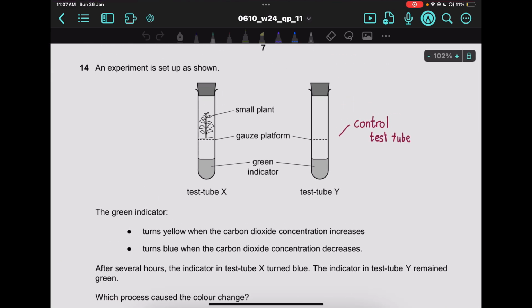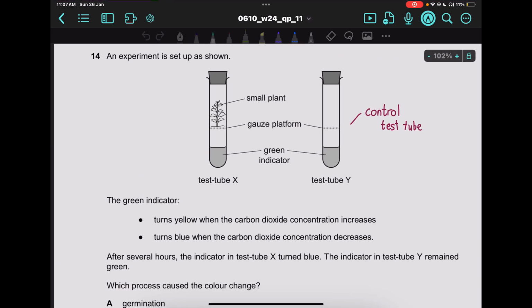14. An experiment is set up as shown. There is test tube X and test tube Y. Test tube X has a small plant inside, and test tube Y is basically the control, which has nothing inside. It just has a green indicator. So you're just going to focus on test tube X because this is the one that will show our answers, not test tube Y. Don't be confused by test tube Y.